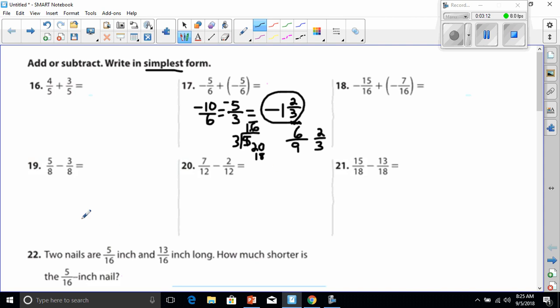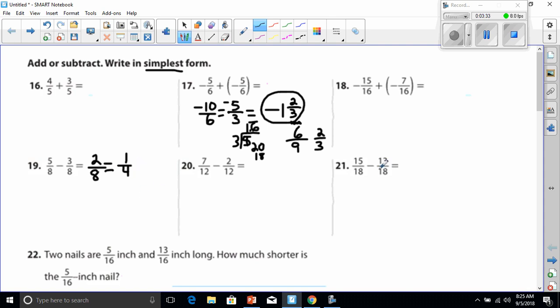All right, I'm going to work a little quicker with these next ones. Number 19, we've got 5 minus 3 over 8. The denominator is the same, so 5 minus 3 is 2, and 8 stays the same. Putting it in simplest form, though, we know that we can divide both of these by 2. That makes 1 over 4. And we're done with that one.